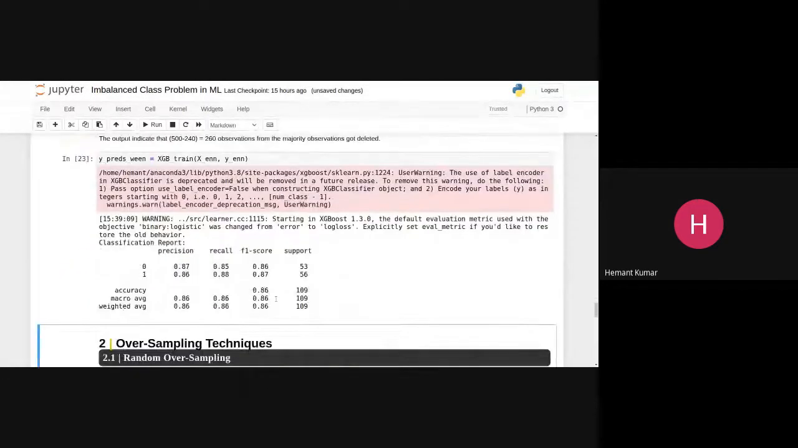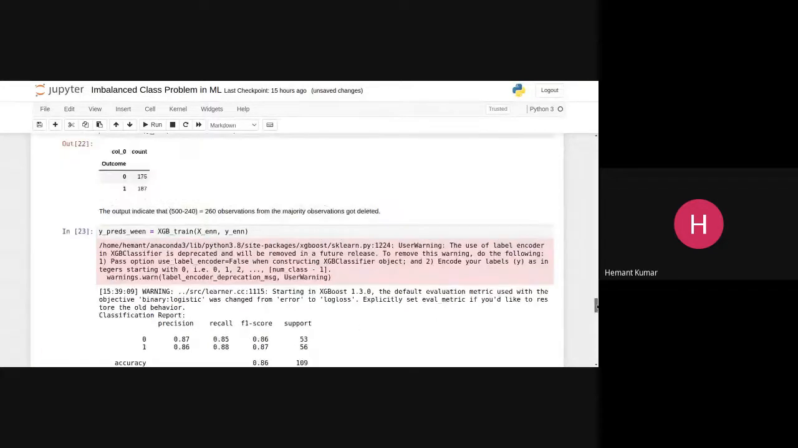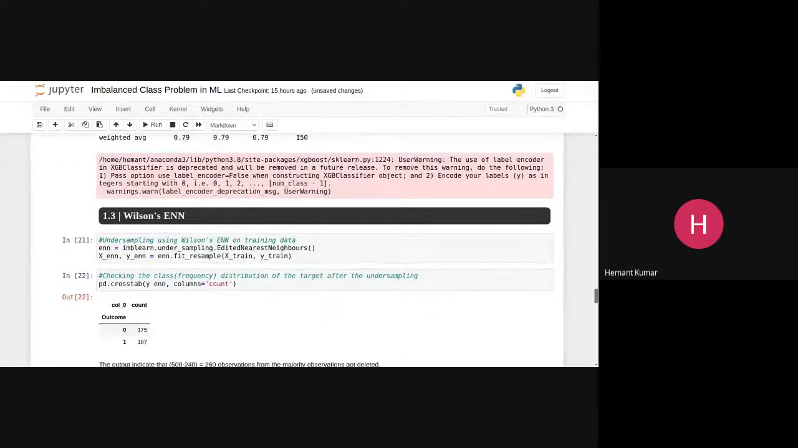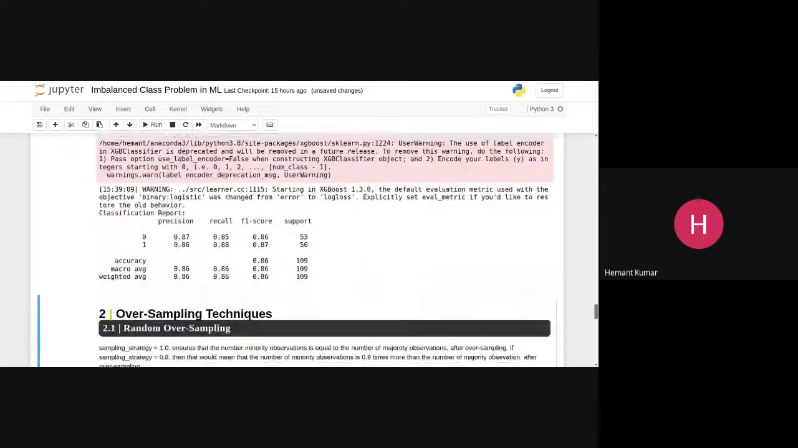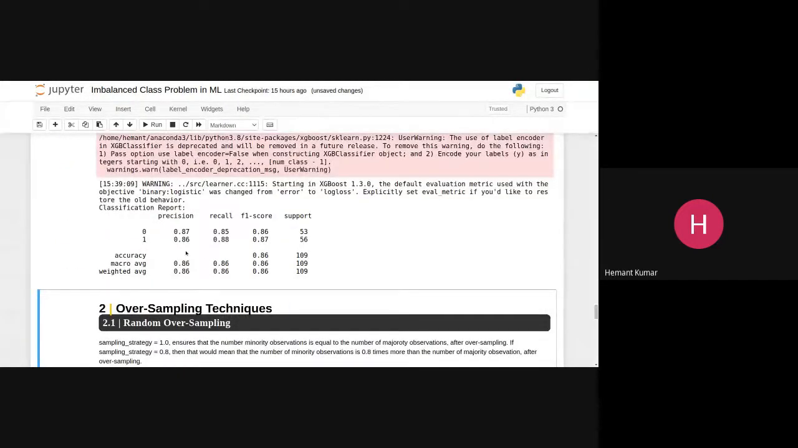So in that case, for using the Wilson ENN algorithm, which means the edited nearest neighbor algorithm, we have to improve the F1 score, precision, and recall. So we have to improve these three.